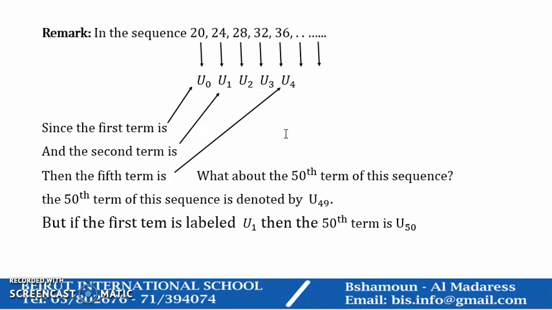In the sequence 20, 24, 28, 32, 36, we can start labeling the terms of the sequence. The first term as u0, the second term u1, the third term u2, and the fifth term is u4. But what about the 50th term of the sequence? The 50th term of the sequence is denoted by u49. Why is that? Because we started by u0. But if the first term is labeled u1, then the 50th term is u50.